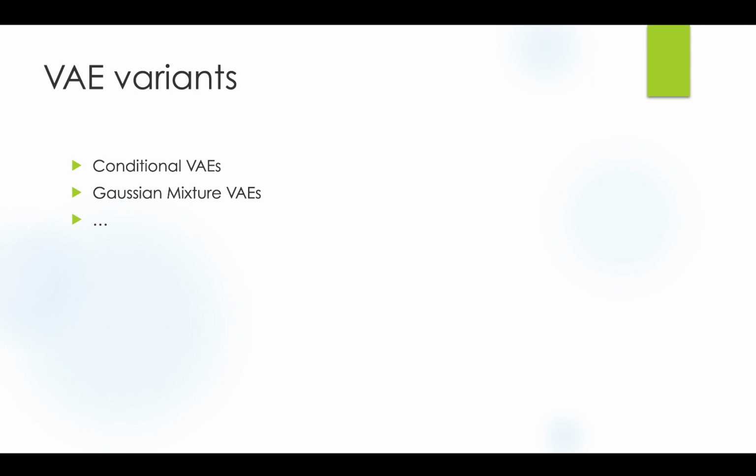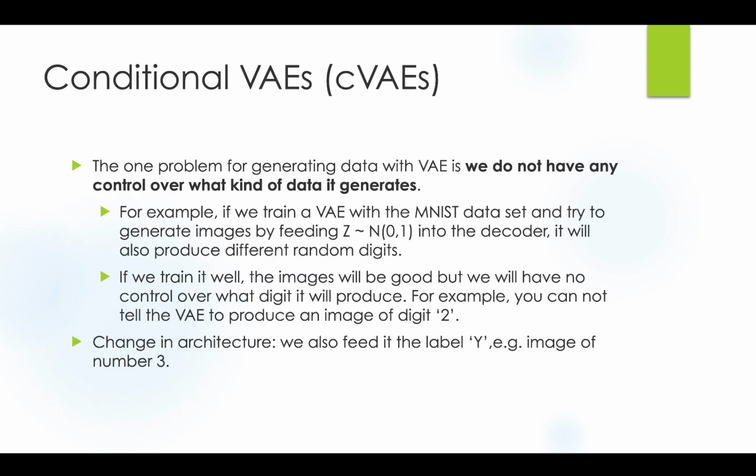There are some variants of VAEs, such as conditional VAEs and Gaussian mixture VAEs. We won't go into too much detail on all that, but just to briefly mention conditional VAEs. It's all good and well that we can generate data. We sample from a Gaussian distribution and some random image comes out that looks like a real image. That's great. But what if we have the MNIST dataset, for instance? Okay, great. We can sample and it will give us a random digit. But maybe we want to control which digit we generate. For instance, we might want to generate the number 2.